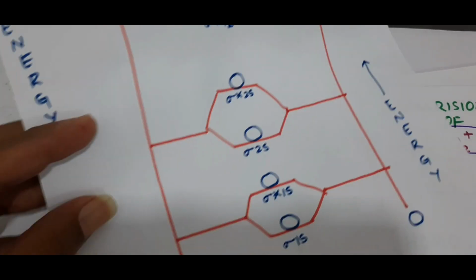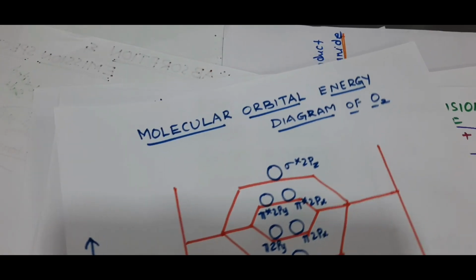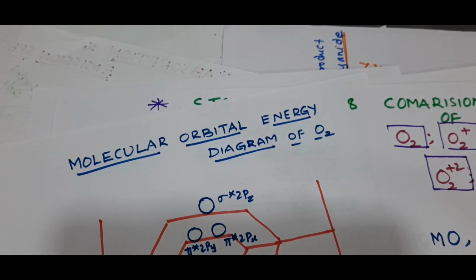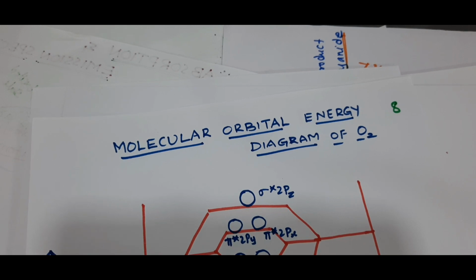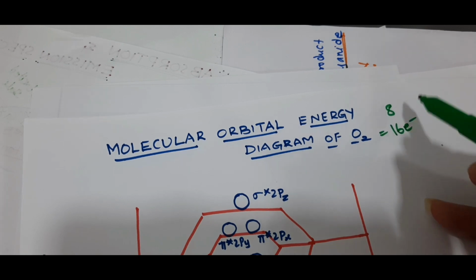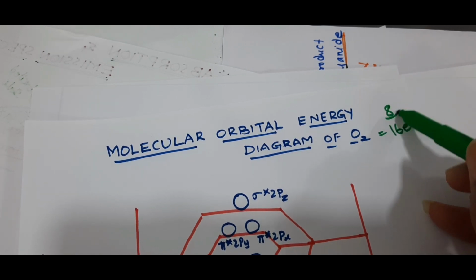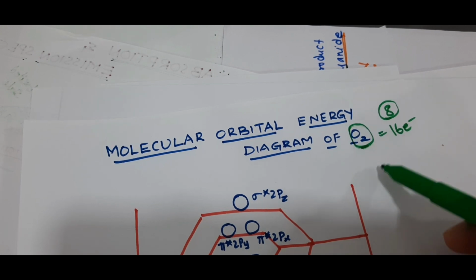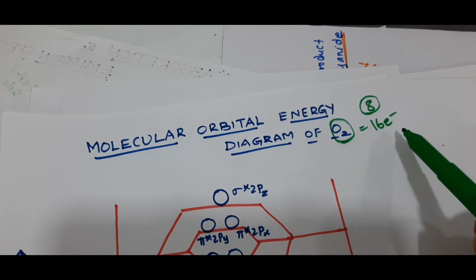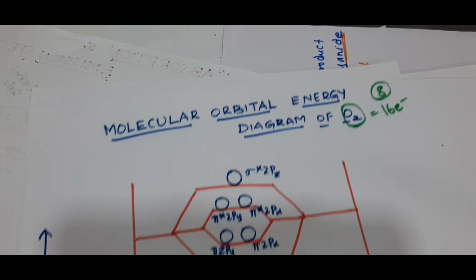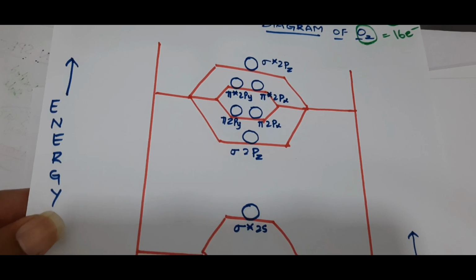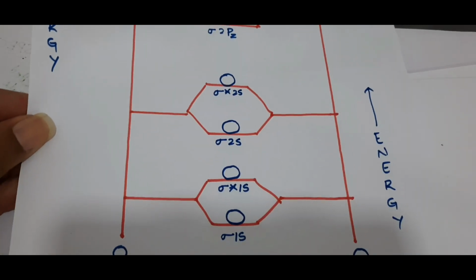In this O2 molecule, the atomic number of oxygen is 8. O2 means 16 electrons are there. The atomic number of oxygen is 8, but the O2 molecule has 2 oxygen atoms. Every oxygen contains 8 electrons, so altogether 16 electrons are there. From the concept of molecular orbital theory, this is the molecular orbital energy diagram for the oxygen molecule.